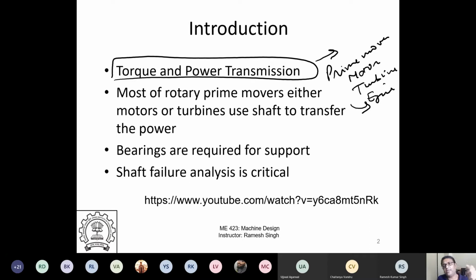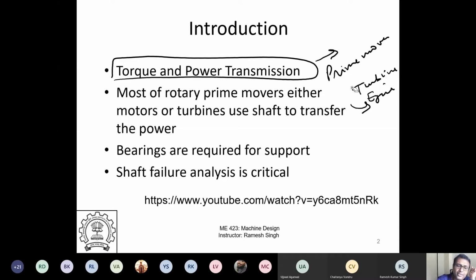So if I have an engine, the torque or the power has to be transmitted to the wheels if it's a rear wheel drive, or to the front wheels if it's a front wheel drive. If it's a 4-wheel drive, to all the 4 wheels. So you need a shaft to transmit the power and the torque.